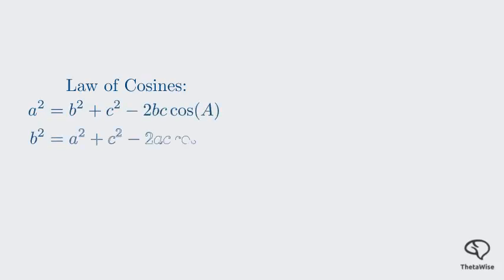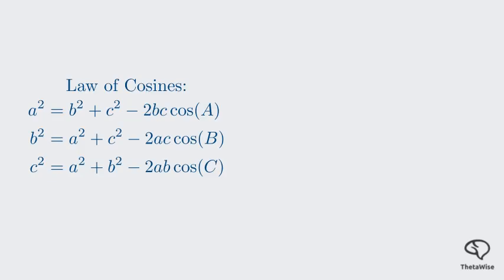Now let's introduce the law of cosines. The law of cosines is a generalization of the Pythagorean theorem. It relates the three sides of a triangle to the cosine of one of its angles. Notice that if angle A were 90 degrees, cosine of A would be 0, and the formula would simplify to a squared equals b squared plus c squared, which is the Pythagorean theorem. This shows the connection. We use the law of cosines when we don't have a side and its opposite angle.